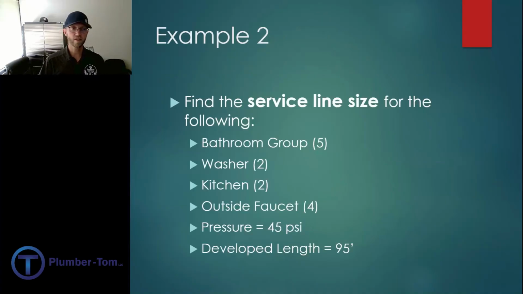For example 2 here, let's find the service line size for a building that has this. What if it has 5 bathroom groups? Now again, that's going to be all the fixtures that you'd find in a bathroom group. 2 washers, 2 kitchen sinks, 4 outside hose faucets. Let's say maybe we're on a well system, so pressure could fluctuate. I'm going to say low end, it could be around 45 psi. Let's size according to that. And it is a larger house. I mean, come on, we got 5 bathroom groups. Developed length here, 95 feet.